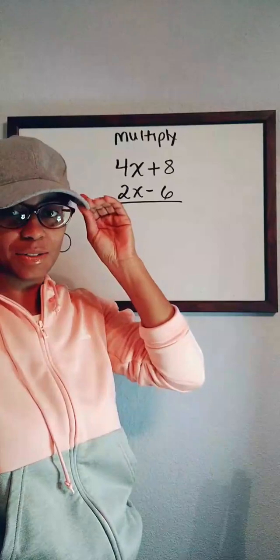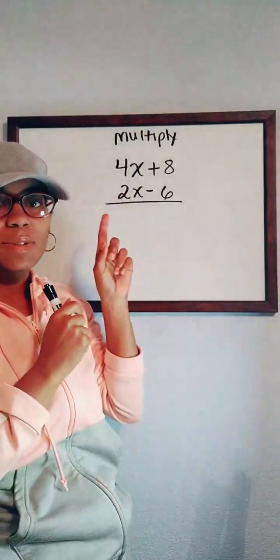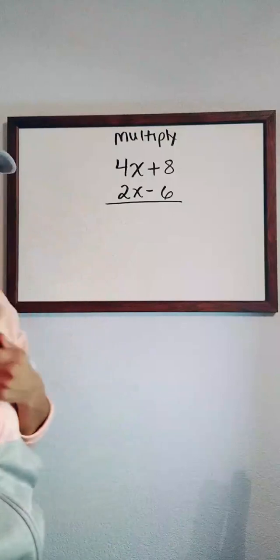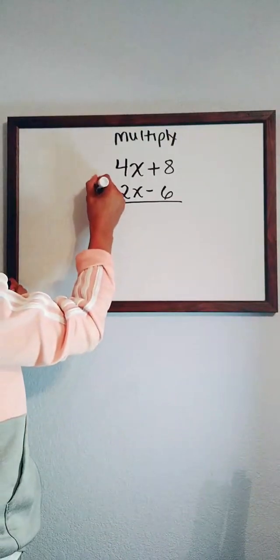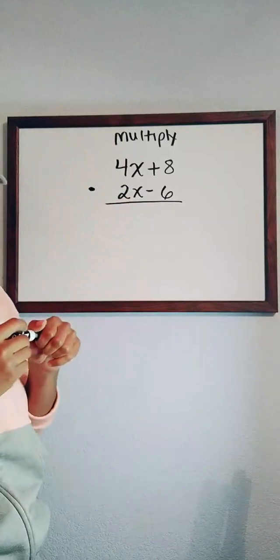How's everybody doing? 4x plus 8 times 2x minus 6, okay? So I'm gonna put a dot right here because that means that we're gonna multiply them together.